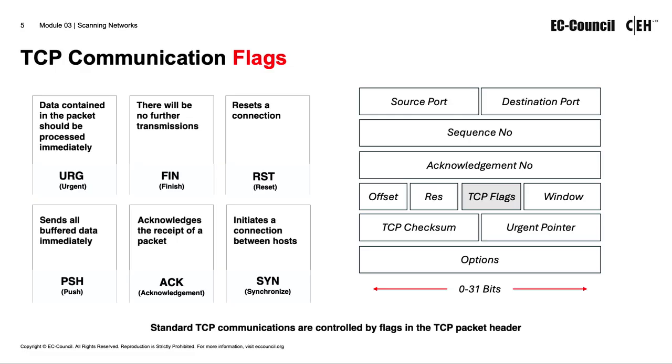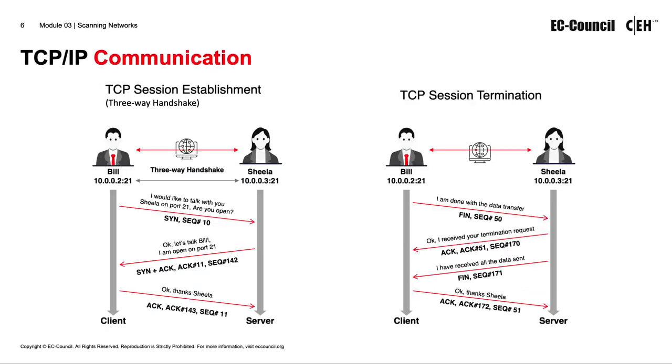We see URG, FIN, RST, PSH, ACK, and SYN. So these are the 6 flags that are mainly used for hacking. The others would be ECE, CWR, and NS, although we don't get into those very much in this class. But I'm going to go forward a slide, and then we'll come back. So let's go forward a slide.